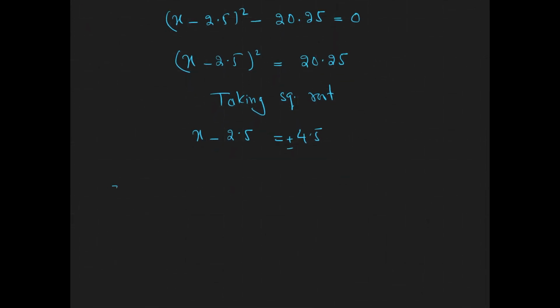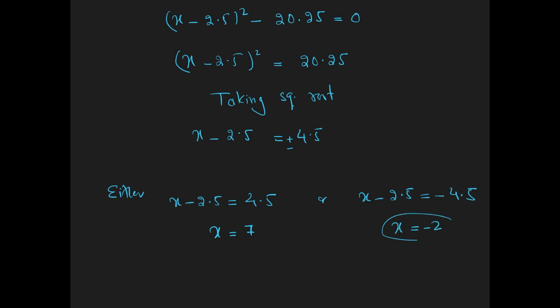So from here we can say now either x minus 2.5 is positive 4.5 or x minus 2.5 is equal to negative 4.5. Solving this one, you will get x is equal to 7 and here you will get x is equal to minus 2, which are the required roots of this equation, and you can see that these are the same as we have worked out using factorization.